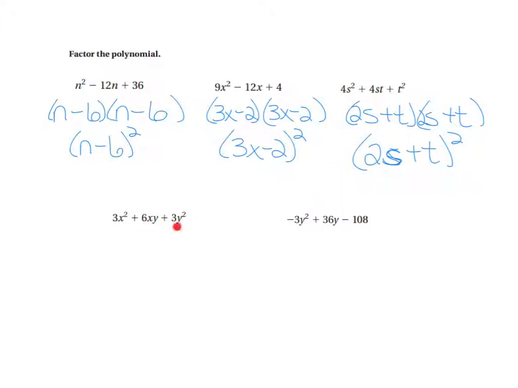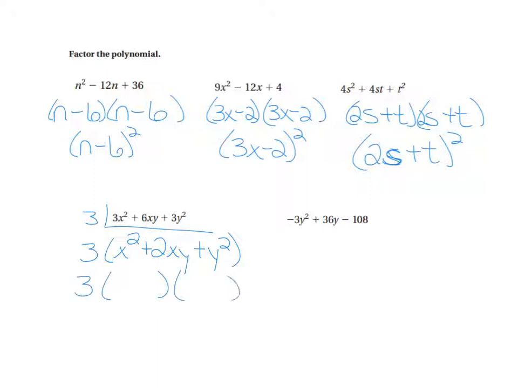Is there anything that divides all three of these? Well, I see that 3 goes into all of those, so I'm going to factor that 3 out. I get x squared plus 2xy plus y squared. Okay, now I'm going to factor again. I get x and x. I know they both have to be positive, and I think y and y. Does that do it? xy plus xy would be 2xy, so this is my final answer.